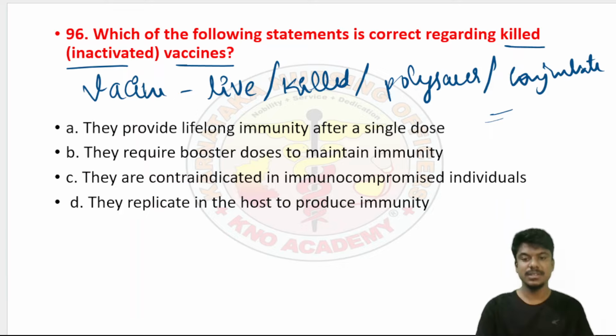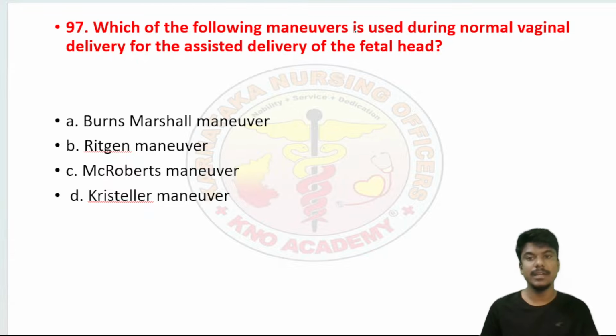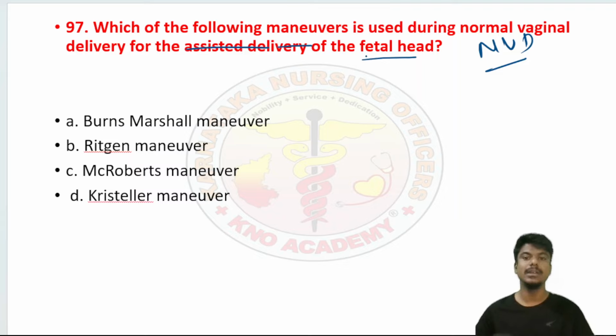So moving to the next question. 97th question in front of you. Which among the following maneuvers is used during normal vaginal delivery, assisted delivery of the fetal head? Here they're asking which of the given maneuvers is used for normal vaginal delivery of the fetal head. Options are in front of you: a Bird Marshall maneuver, a Ritgen maneuver, McRoberts maneuver, Chrysler maneuver.